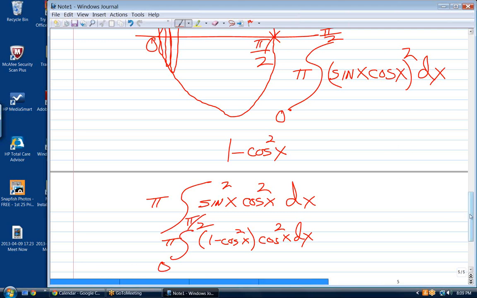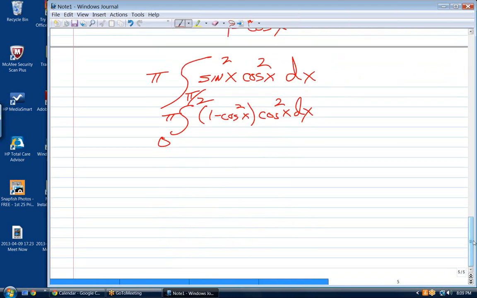Now what? I'm not sure how to integrate cosine squared x. Don't remember. Well, we can break it up into, wow. I know how to do this, but I'm not sure you've been taught how to do this. Well, first of all, let's distribute this. So what we really have is cosine squared of x minus cosine to the fourth of x, which means I can break it up into two integrals.